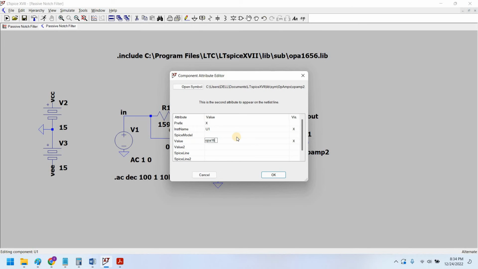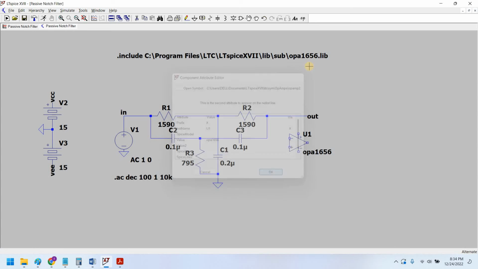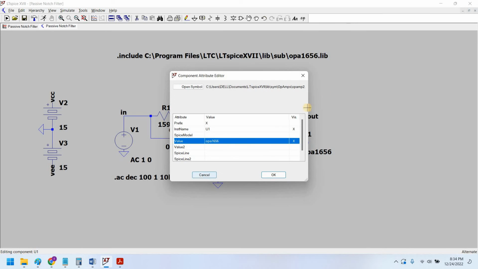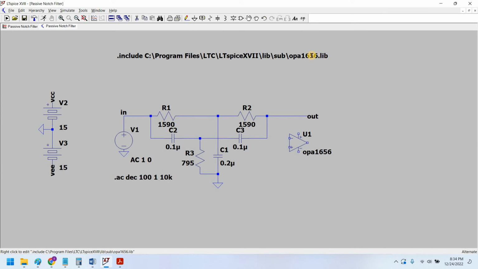This is very important, and I have already mentioned this in my previous video that you have to change this name to this name, OPA1656.lib. You don't need to include the extension .lib here. Only here you need to include the extension .lib.